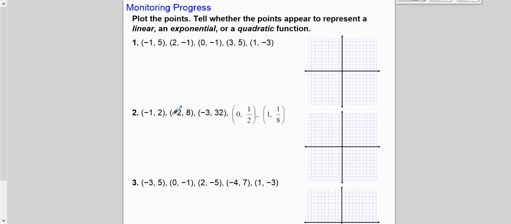All right, give it a try. Pause your video, graph these points, see if you can tell which type it is, linear, exponential, or quadratic. On your mark, get set, go. Pause your video.